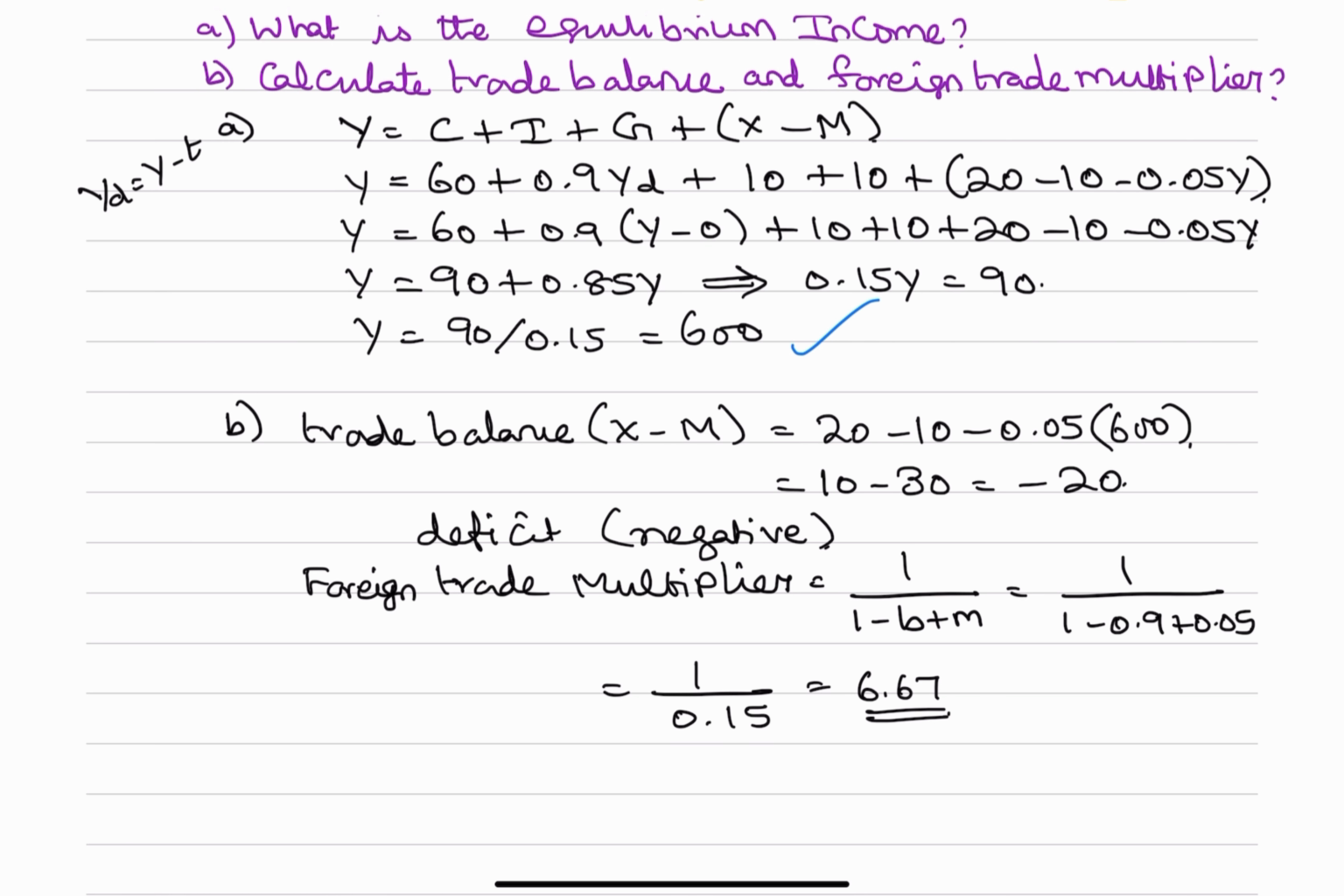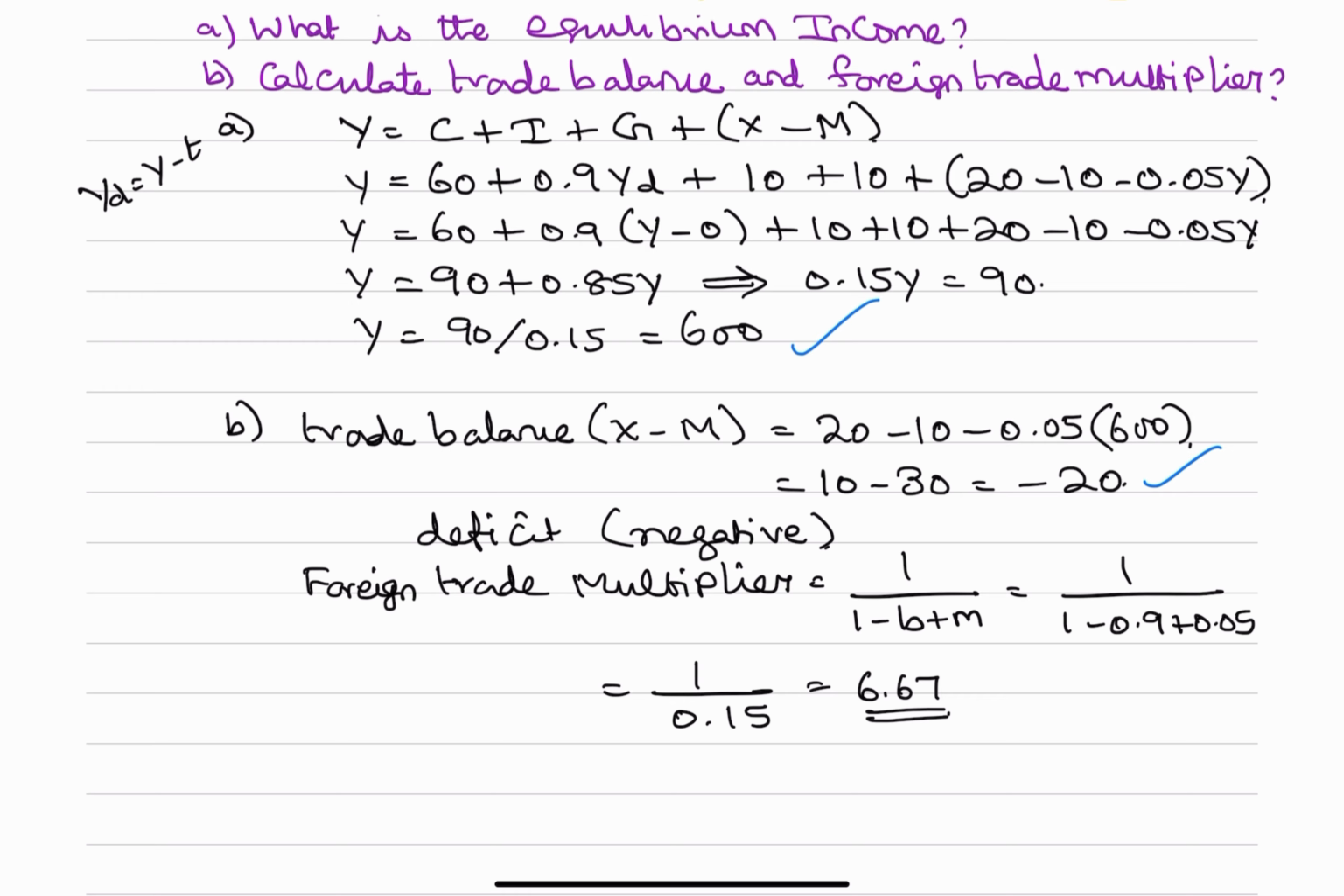The trade balance is nothing but the difference between the export and the import. Here the value of the export is 20 and the import is given as a function. Substituting the value for y in the function, we get minus 20. That is, the trade balance is negative, so it is deficit.